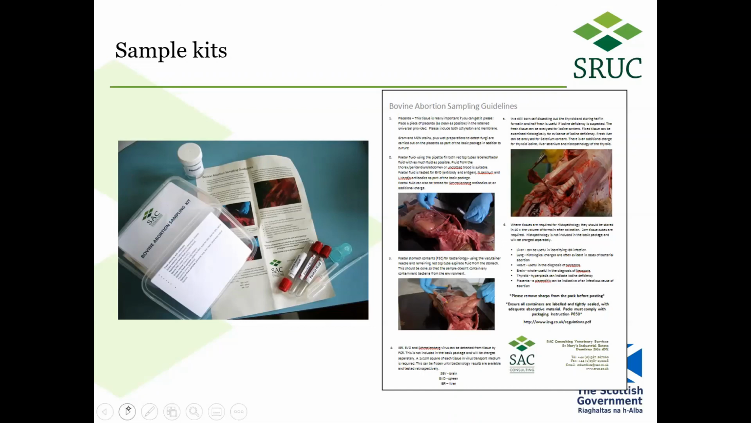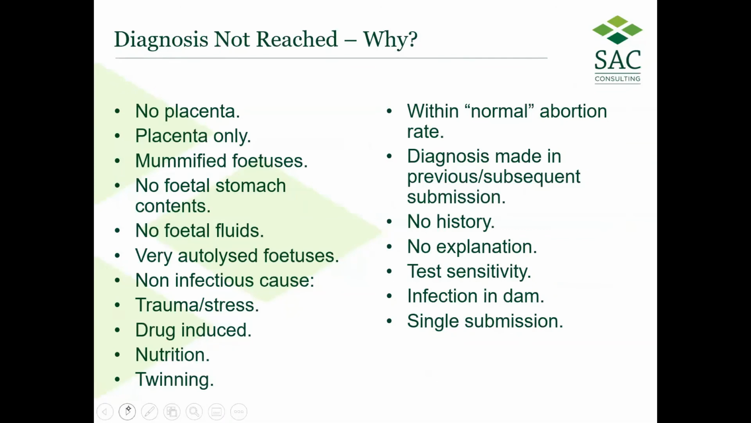Okay, so hopefully that takes you through some of the strategies, some of the things to look for, the sampling to do, and some of the diseases that you can get. One of the challenges I said at the start was, why don't you make a diagnosis? Again, I would always turn this around and say it gives you an opportunity to screen this animal and find something or rule something out with confidence. These are some of the reasons that you might not get a diagnosis. I'm not going to go through every single one, but a lot of them will relate to sample quality, as in it was very autolyzed, or it was mummified, or you couldn't get the placenta, or indeed it was not an infectious abortion. It was trauma induced, stress induced, drug induced, nutritional, or twinning or something like that. So there's a whole range of reasons why you might not get a diagnosis.